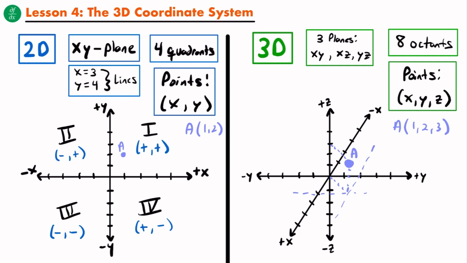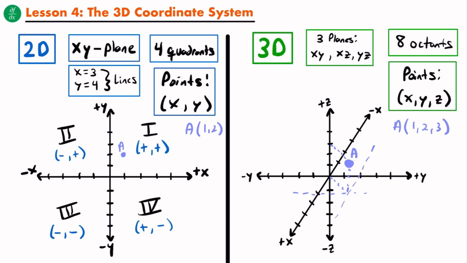All right, now if you're still a little confused, if that's still a confusing process to you, don't worry. I'm going to show you another example in just a second. We're going to work on plotting a whole bunch of points within the 3D coordinate system. But one more thing I want to mention about the 3D coordinate system is how we deal with equations like x equals 3 and y equals 4.